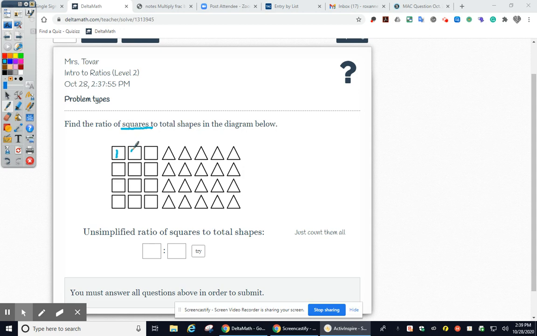So I have 1, 2, 3, 4, 5, 6, 7, 8, 9, 10, 11, 12 squares. So I'm going to make sure I plug 12 into the first box. And then it says to the total shapes in the diagram. So it says the ratio of squares to total shapes. So if I already have 12 squares and I need total, I'm just going to continue with my numbers.